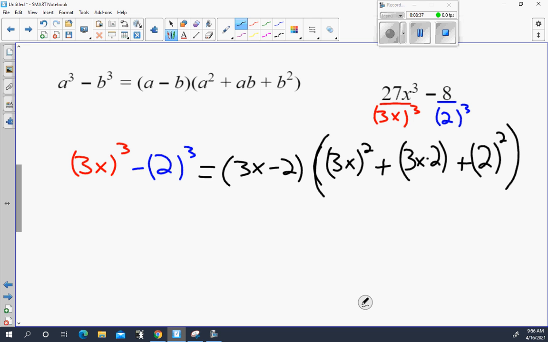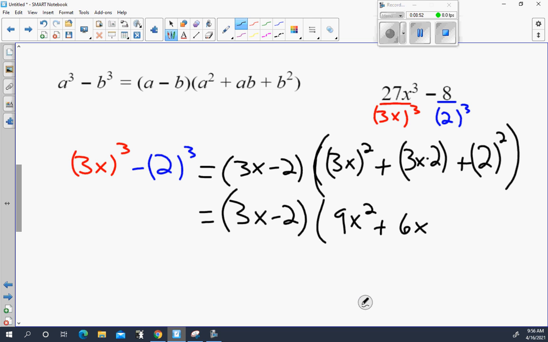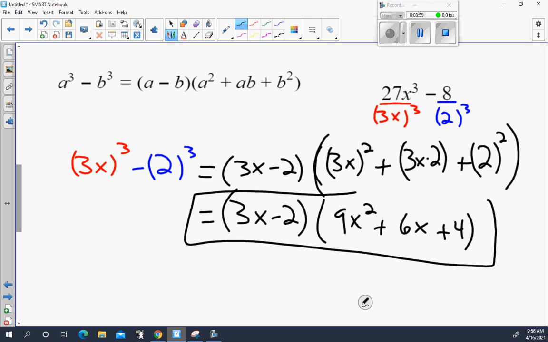Okay, now it's just simplifying. 3x minus 2 stays there. Times 3x squared, well 3 squared is 9, x squared is x squared. Plus 3 times 2 is 6 with an x, and then plus 4. So really all we have to do is find A and B. Find A, find B.